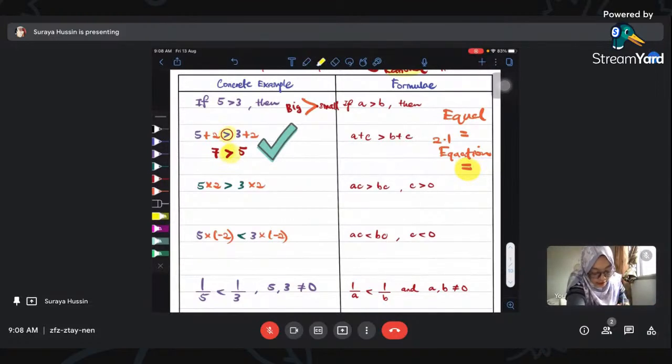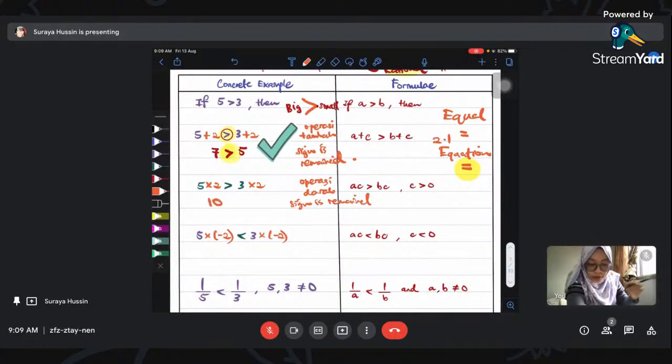Sama juga kalau kamu darabkan on the left and on the right. This is tambah ya. This is operasi tambah. Operasi tambah, the sign is remain. Sign dia tidak berubah. Sama juga kalau operasi darab, sign is also remain. Sebab apa? Sebab on the left hand side here you darabkan dengan 2, 10. On the right hand side you darabkan you dapat 6. Therefore the sign is still the same. The sign does not change.